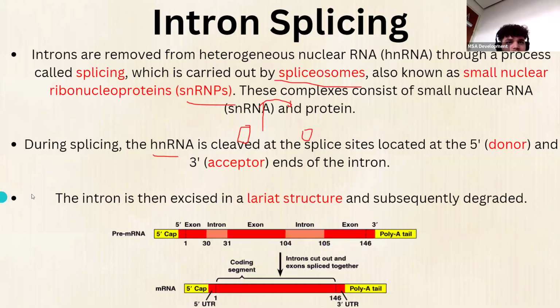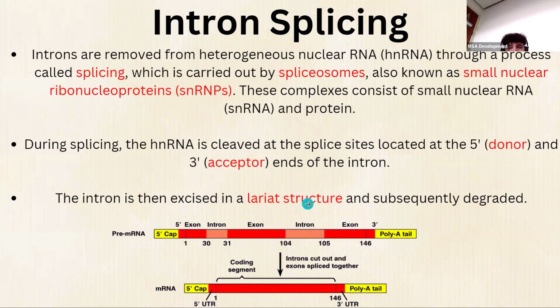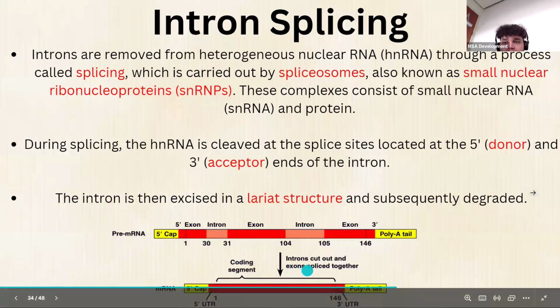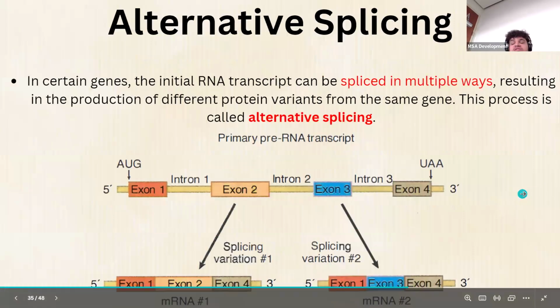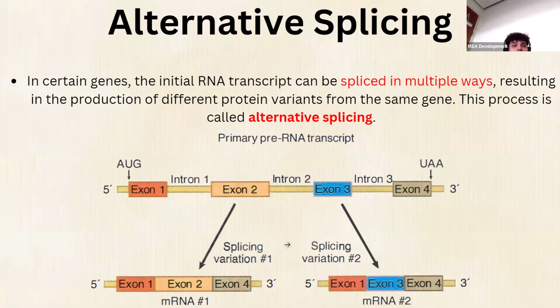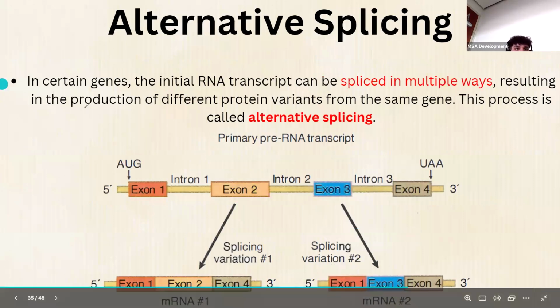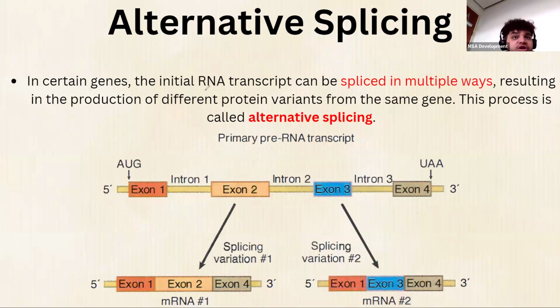The intron is excised in a lariat structure and subsequently degraded. We talked about it. After the introns are removed, the exons are joined together. Now we have something called alternative splicing, and this is a really important topic that you need to focus on. In certain genes, the initial RNA transcript can be spliced in multiple ways. Alternative means more than one way. So the RNA can be spliced in multiple ways, resulting in the production of different proteins.